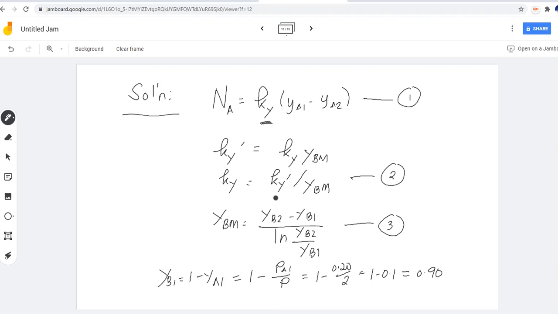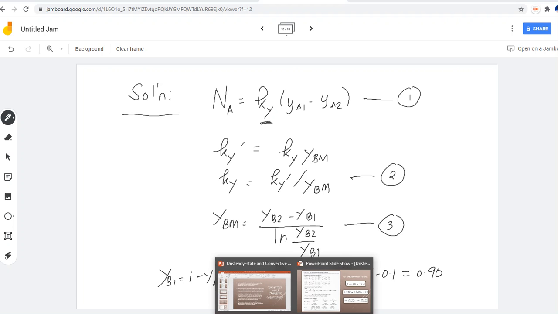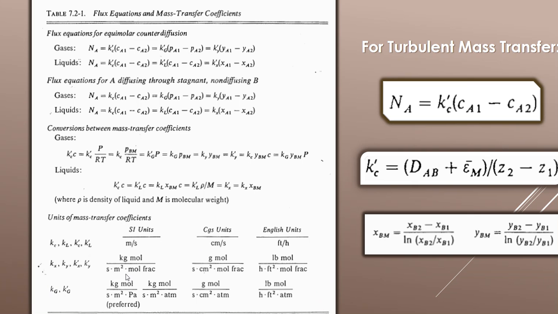But I can't validate why they should have the same set of units based on the formulas provided. So we'll just stick to what is provided in the textbook, and that's it. The K sub Y and the K sub Y prime should have the same unit, even though in terms of the formula they should not have the same unit.